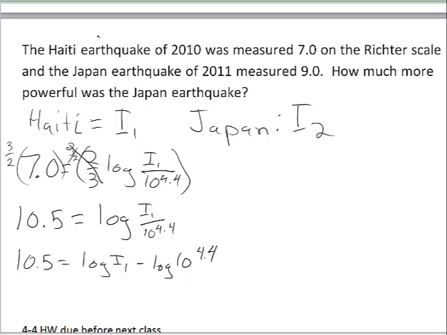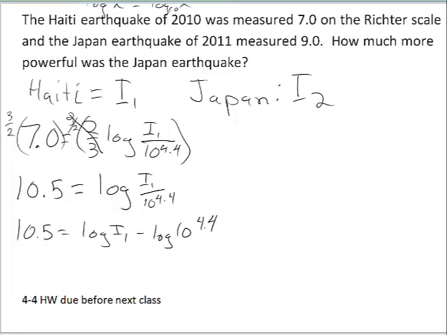Let me come back up here a second. Just to remind you, the log of x is the log base 10 of x. What that's saying is, what power do I have to put on 10 to get this number? Coming back to our example, what power do I have to put on 10 to get 10 to the 4.4? Well, that number is just 4.4. So this is about running out of space, but 10.5 is equal to the log of I1 minus 4.4.